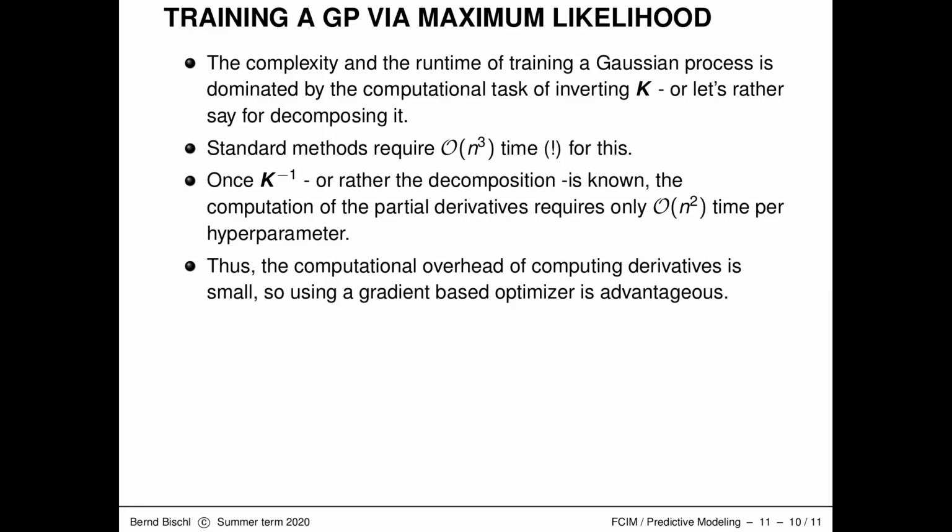If this K inverse here, or rather its decomposition, is known, the computation of the partial derivatives only requires O of n squared time per hyperparameter evaluation. So the computational overhead of computing the derivatives is small compared to this really bad component here of inverting or decomposing K. So using a gradient-based optimizer, if we can compute this decomposition here, seems to be somewhat advantageous.